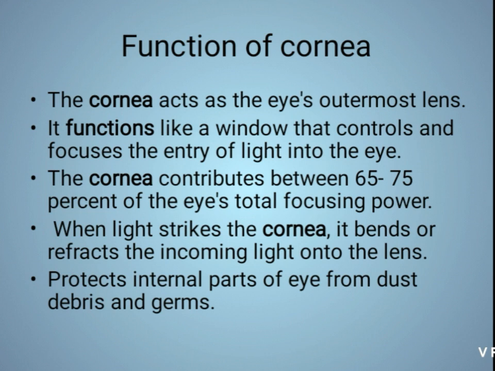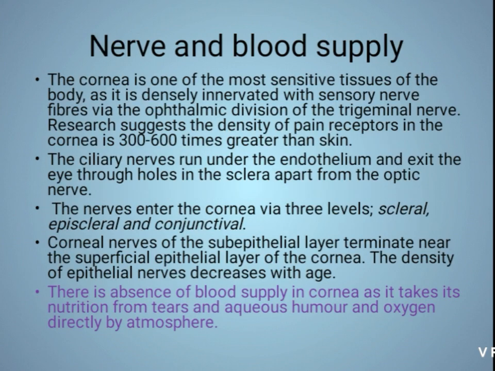When light strikes the cornea, it bends and refracts the light onto the lens, so the lens can accommodate and send the image to the retina. Okay, next it protects internal parts of the eye from dust, debris and germs. As the cornea is the outermost layer of the eye, it helps to protect the eye from the external environment, from dust, debris and foreign bodies.